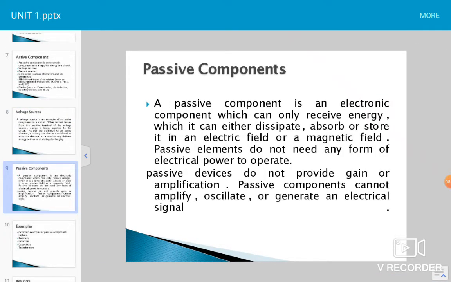Let's go for the passive component. A passive component is an electronic component which can only receive the energy. वो केवल एनर्जी को अपने में एब्जॉर्ब करेगा, वो एनर्जी को खा जाएगा, एनर्जी उसकी ओर आकर्षित होगी, वो एनर्जी को डिसिपेट नहीं करेगा, वो एनर्जी को डिलीवर नहीं करेगा. So it is very clear that a passive component is an electronic component. ये electronic component ही होते हैं which can only, I repeat once again, which can only receive the energy.